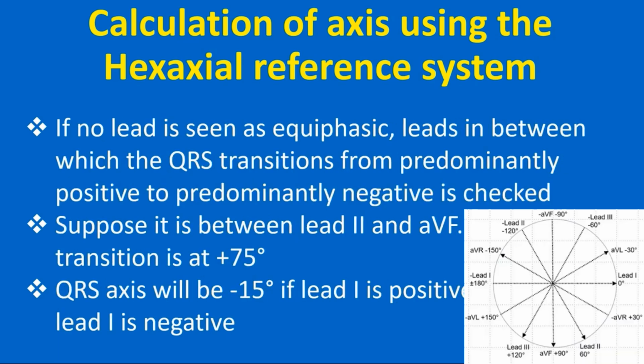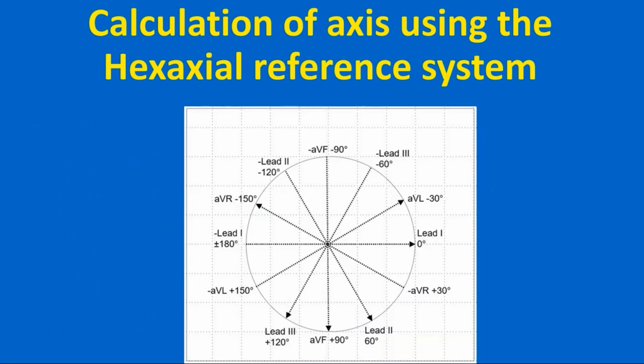If no lead is seen as equiphasic, the leads between which the QRS transitions from predominantly positive to predominantly negative are checked. Suppose it is between lead 2 and AVF, then the transition is at plus 75 degrees. QRS axis will be minus 15 degrees if lead 1 is positive and plus 165 degrees if lead 1 is negative. Hexaxial reference system used for determination of electrical axis. The positive poles of the leads are marked by the arrows.